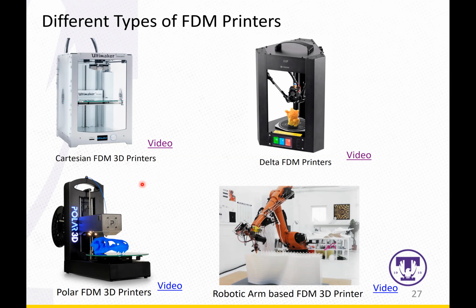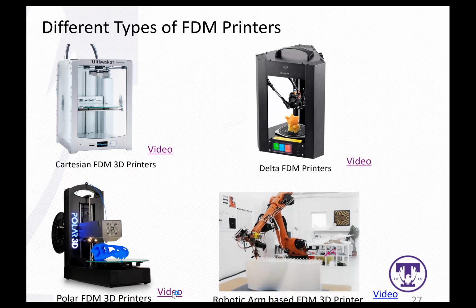Cartesian FDM 3D printer. And also there are other degrees of freedom utilized for a fused deposition modeling system, such as this polar FDM 3D printer. And let's check this as well. So you can see for the same goal, by fused deposition modeling systems, they are all different designs with all different degrees of freedom utilized. And you can see how fascinating it is.